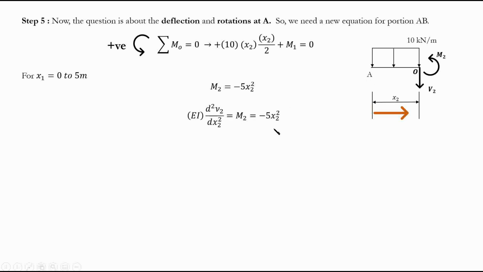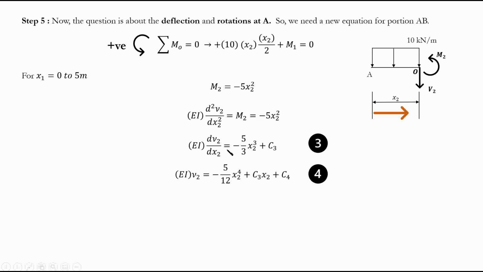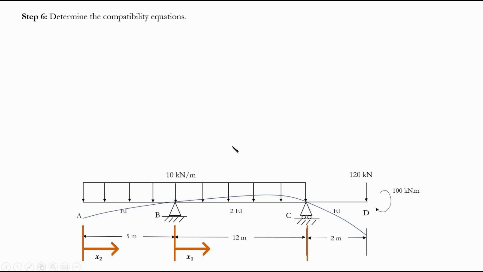So here I can write my curvature equation. This was EI, as you remember, not 2EI. For portion AB, we had EI. And as the curvature is equal to M2, negative 5x2 squared, we integrate once and twice, and I'm going to end up with the rotation equation and the deflection equation. I just call the constants C3 and C4 because I already used C1 and C2. So these are going to be my compatibility equations.